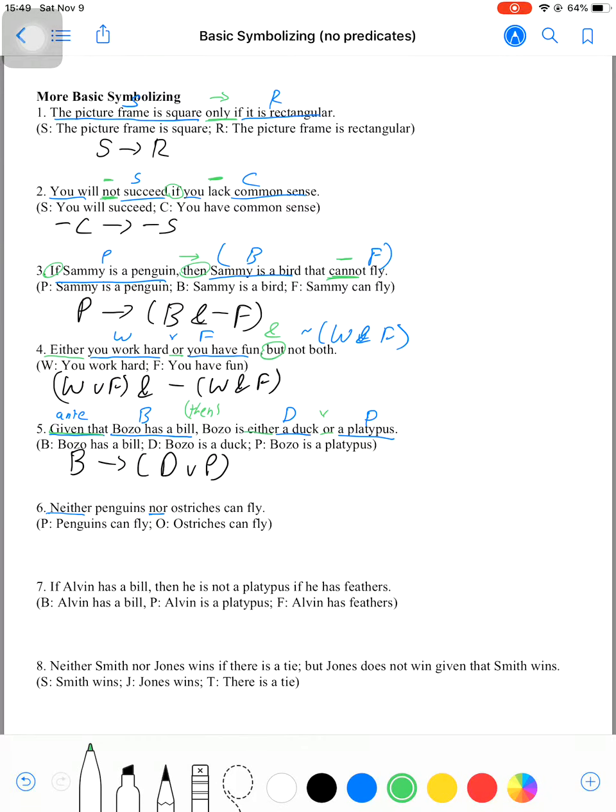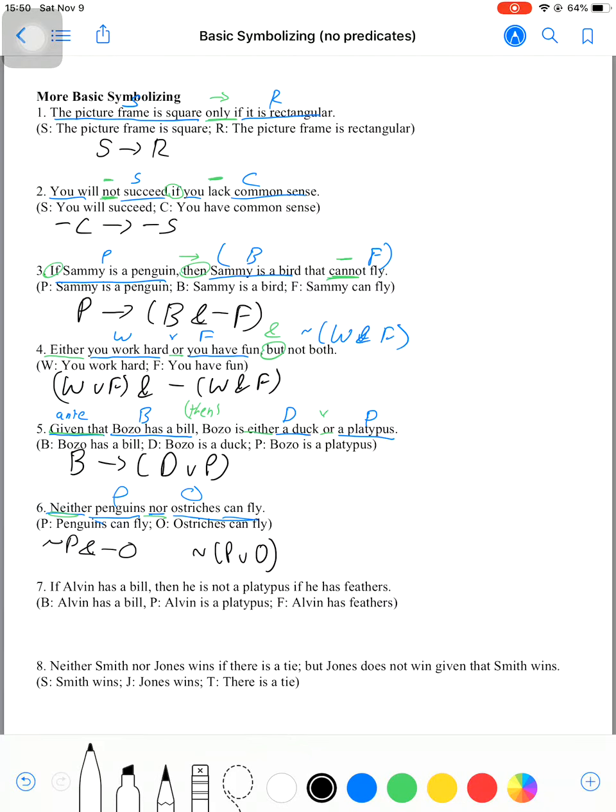So since we have a neither nor, now we can do the other parts. Penguins can fly is P. Ostriches can fly is O. So one way of doing this would be, it's not the case that penguins can fly, and it's not the case that ostriches can fly. Or we could write, it's not the case that either penguins or ostriches, I want to make that into a Q for some reason, or ostriches can fly.